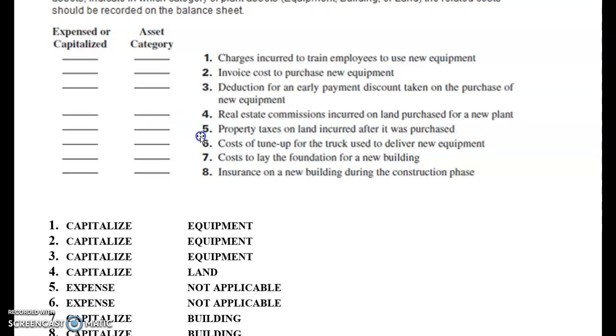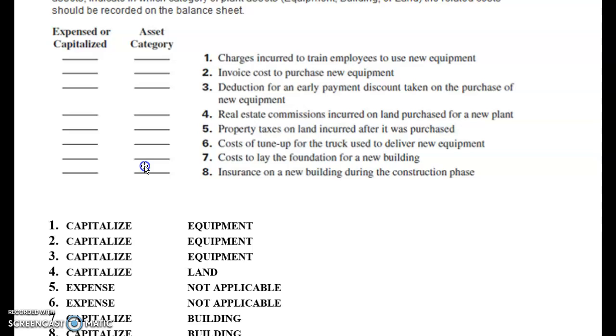NA. Cost of tune-up for truck. Now look, this is just regular, normal, routine maintenance. That's not capitalized, so we're not going to capitalize it. And it's not applicable because there's no asset category. Cost to lay the foundation of a new building. That's capitalized. It's not land, it's building. Insurance on new building during the construction phase. Capitalized, building.